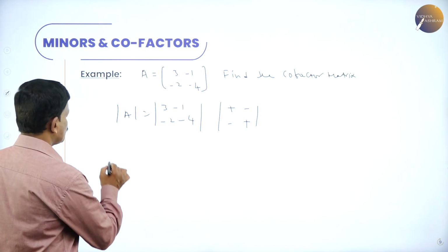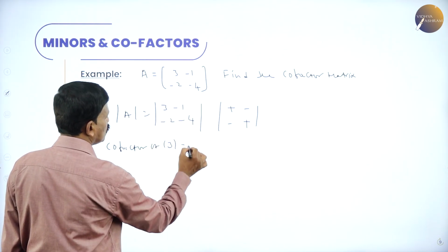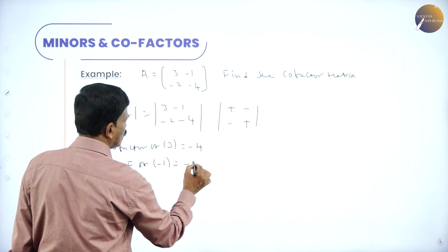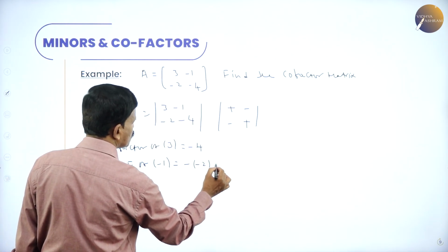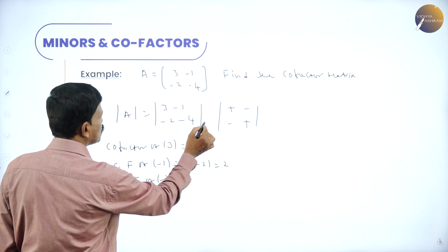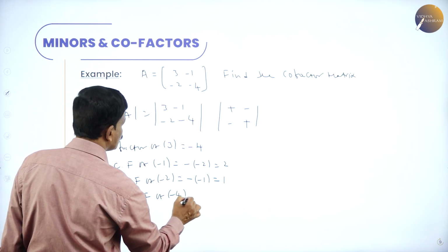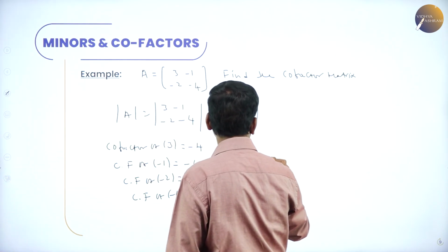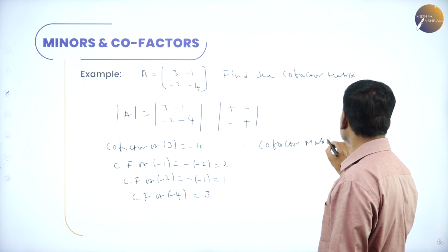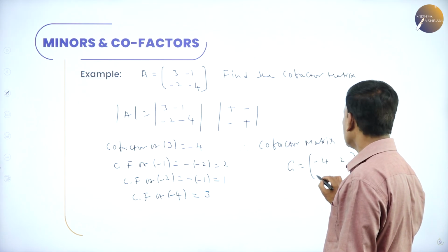Okay. Now, first, cofactor of 3 is equal to, this row and column is gone, minus 4. Similarly, cofactor of minus 1. What is the formula? Minus, this row and column is deleted, minus 2, minus into minus, plus. Cofactor of minus 2 is equal to minus, formula, this row and column is deleted, you will get minus 1, minus into minus, plus. Again, cofactor of minus 4 is equal to 3. So, therefore, the cofactor matrix C is equal to, write down the elements, first row, minus 4, 2, and second row 1 and 3.